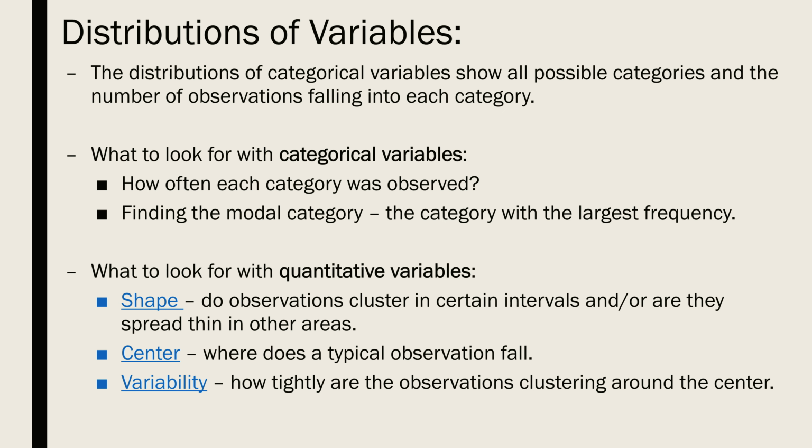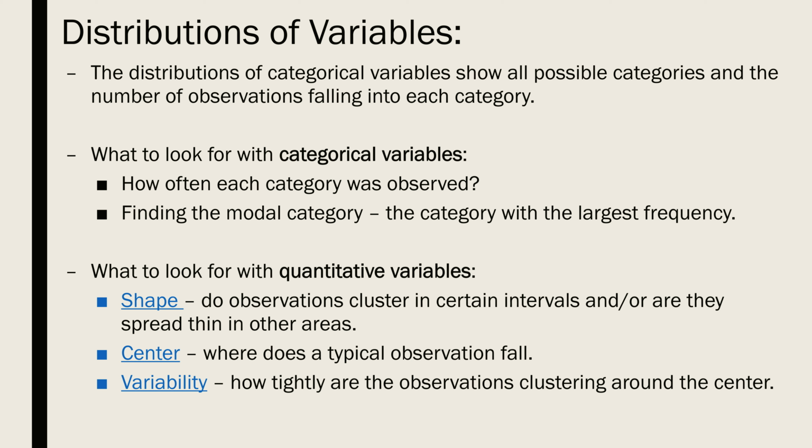Distributions of variables. The distributions of categorical variables show all possible categories and the number of observations falling into each category. What to look for with categorical variables is how often each category was observed. The second is finding the modal category. The category with the largest frequency is the modal category.